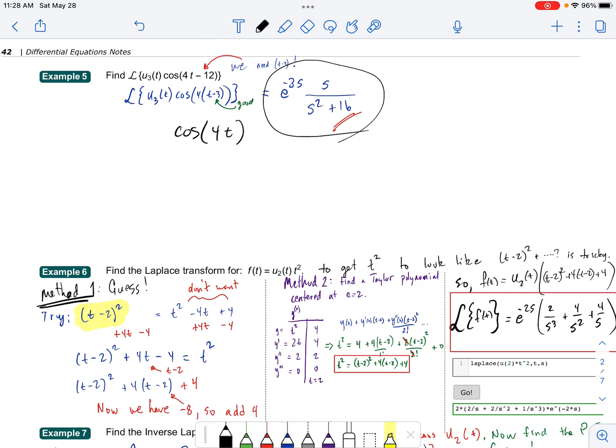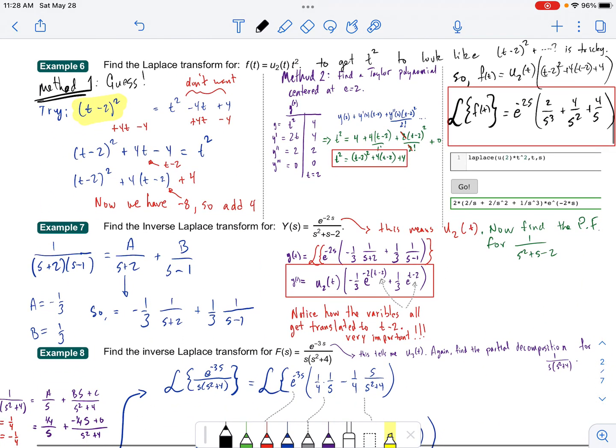The next one we did not get to in class, and it's a little trickier to find the Laplace of just u sub 2, a unit step of 2, which means we need a shift of 2, times t squared. It looks fairly simple, but remember, we need to get this t squared to look like a t minus 2 squared, and then plus other terms, also in t minus 2. There are two ways to do it. One is guess and check, in that I know it's a parabola, so I know it's going to have a t minus 2 squared.